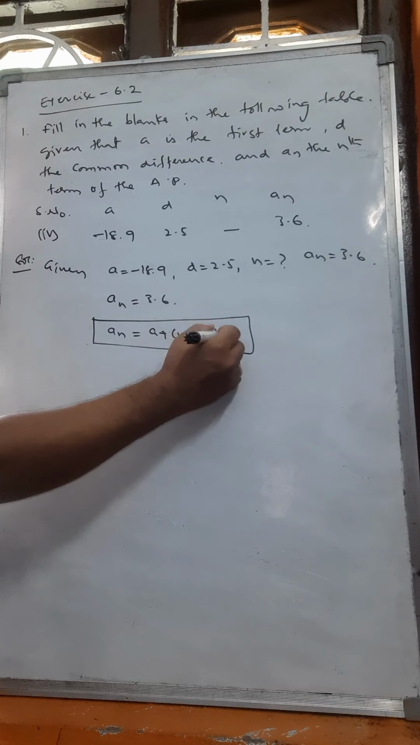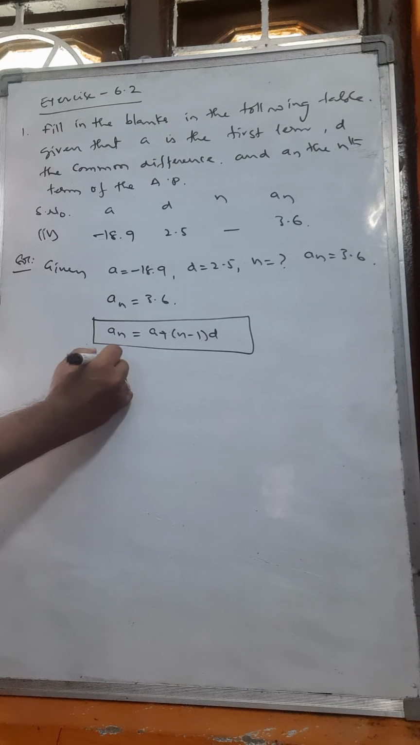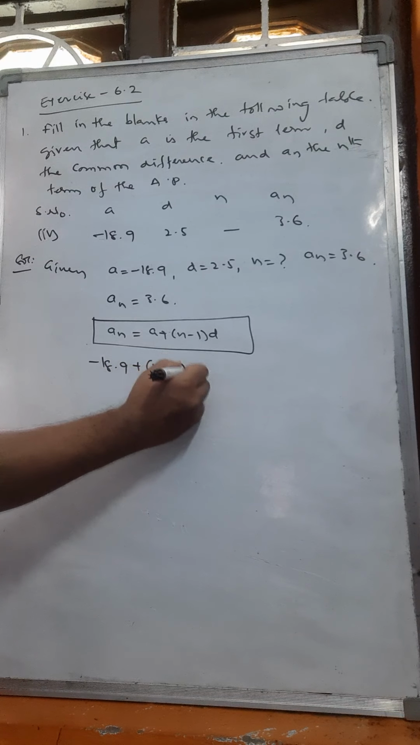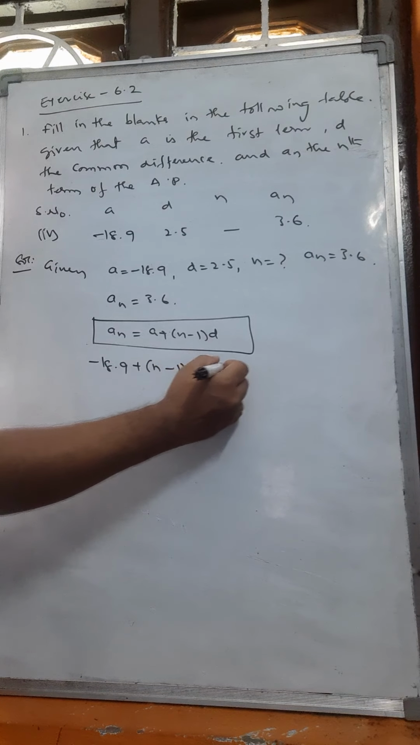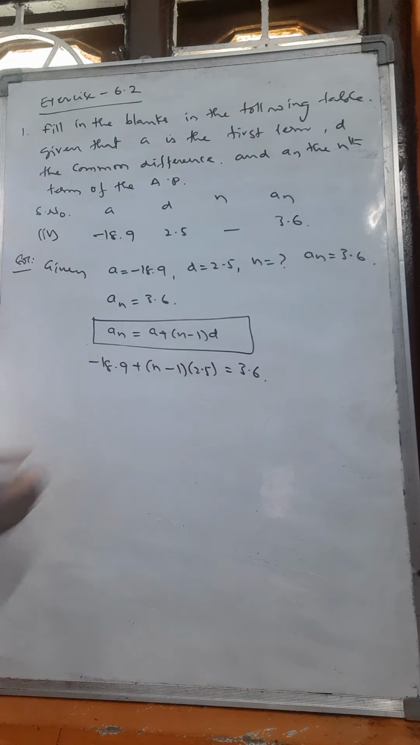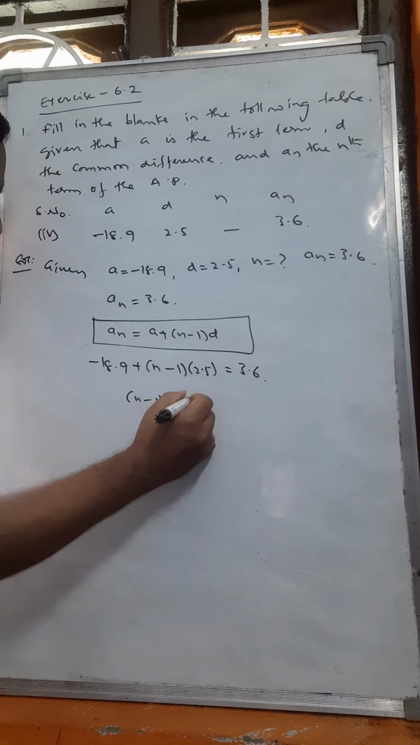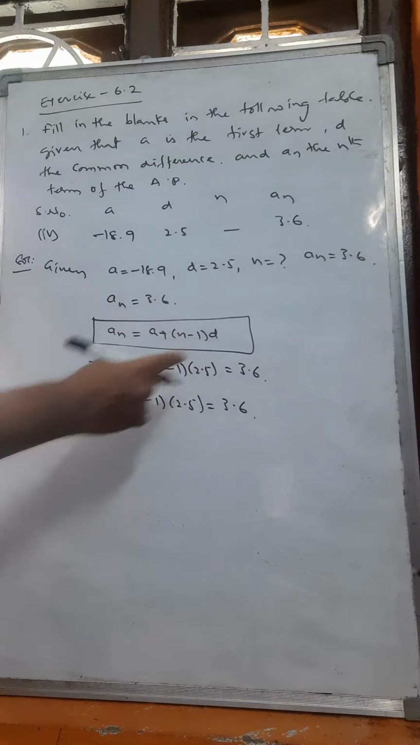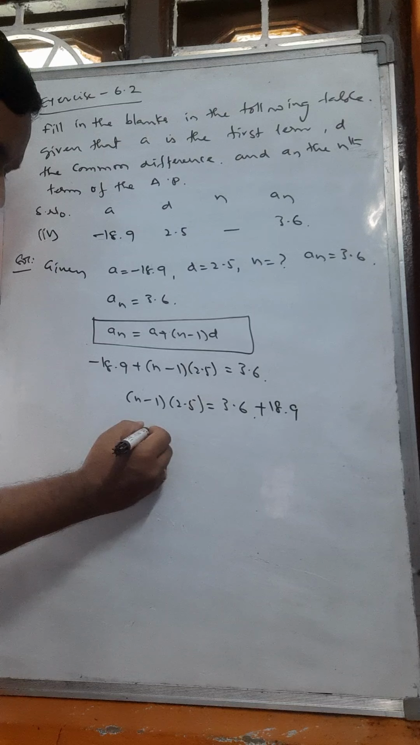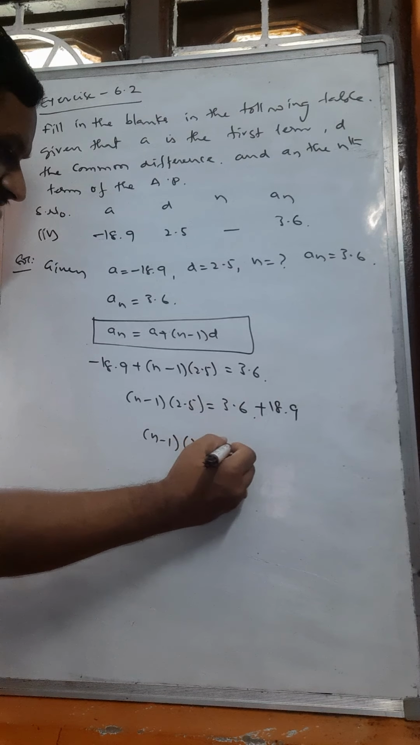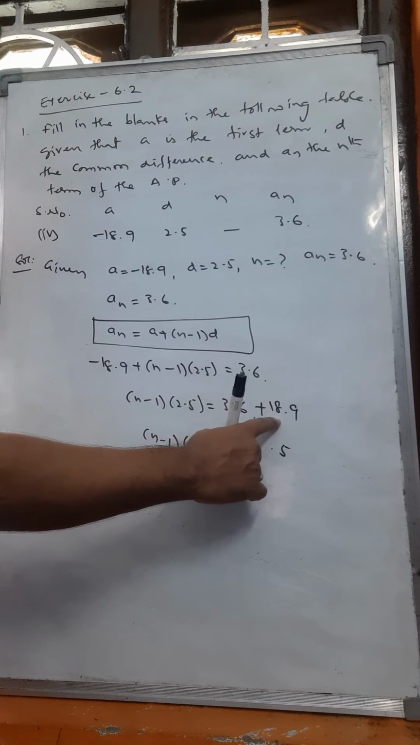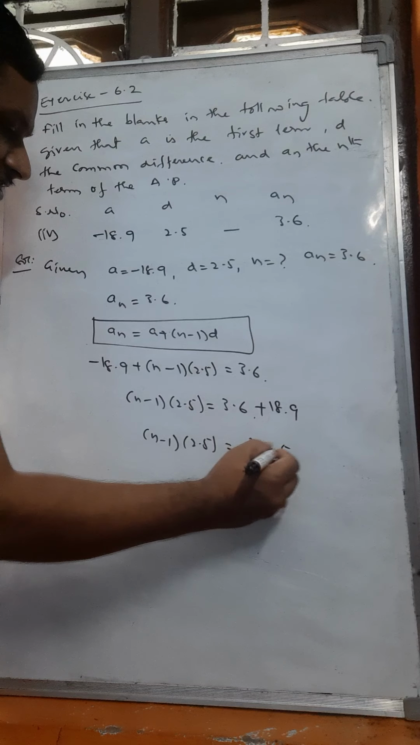So A, minus 18.9, plus N minus 1, we don't know N, into D, which is 2.5, is equal to 3.6. So N minus 1 into 2.5 is equal to 3.6 minus 18.9. Transferring from the left side to the right side, minus becomes plus 18.9. So N minus 1 into 2.5 is equal to 3.6 plus 18.9, so 22.5.